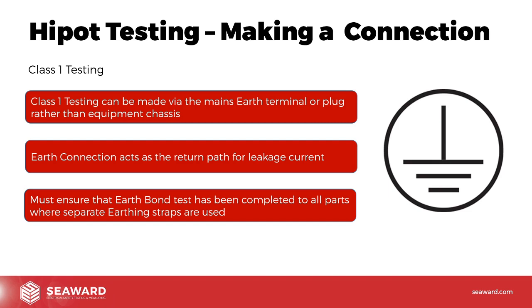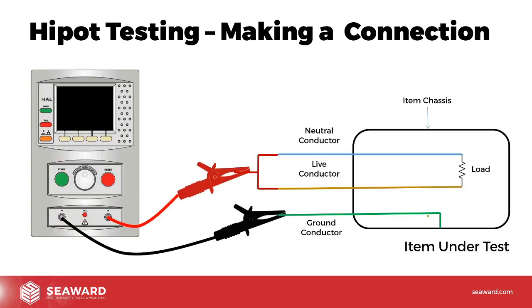We know that they're then connected to the mains earth out of the product, and therefore we know that when we do the Hipot test, we have a good sound connection method. So our diagram would look exactly like this. Again, we'd strap our live and neutral conductors together, and we would apply our return clip to the ground conductor, or the earth cable, as it's known.